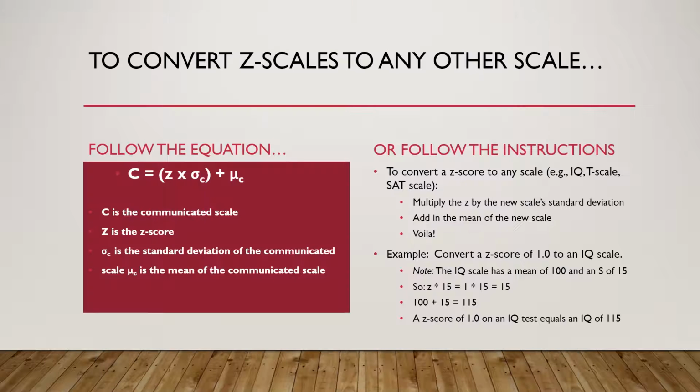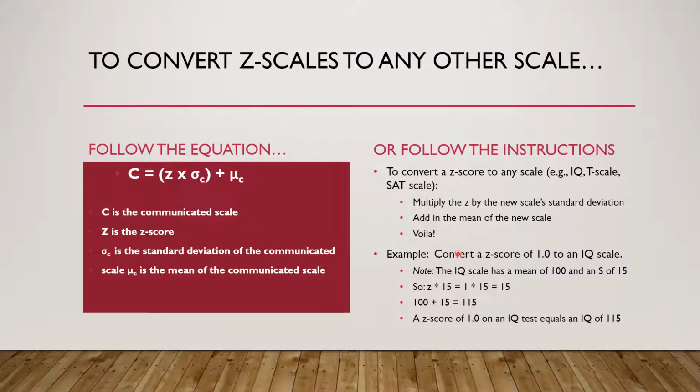So how do you convert a z-score to any other scale? Well, you have a choice here. You can follow an equation, or you can follow some instructions. Sometimes when calculations are very simple, it's easier to follow the instructions than to follow the equation, but I do give you the equation here in case you're interested in it. To follow the instructions, to convert a z-score to any scale, simply multiply the z by the new scale's standard deviation, add in the mean of the new scale, and voila, you have your answer.